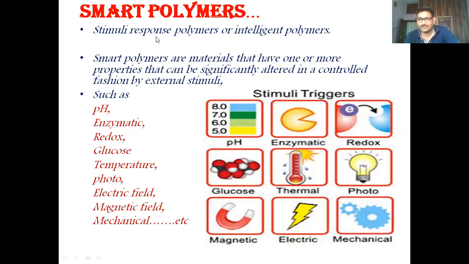These we normally call smart materials, or otherwise, if they are made up of polymers, they are called smart polymers. What are smart polymers? They are stimuli responsive polymers, or otherwise we can call them intelligent polymers. These polymeric materials have one or more properties that can be significantly altered in a controlled fashion by external stimuli. When the external stimuli are applied, the properties will change.